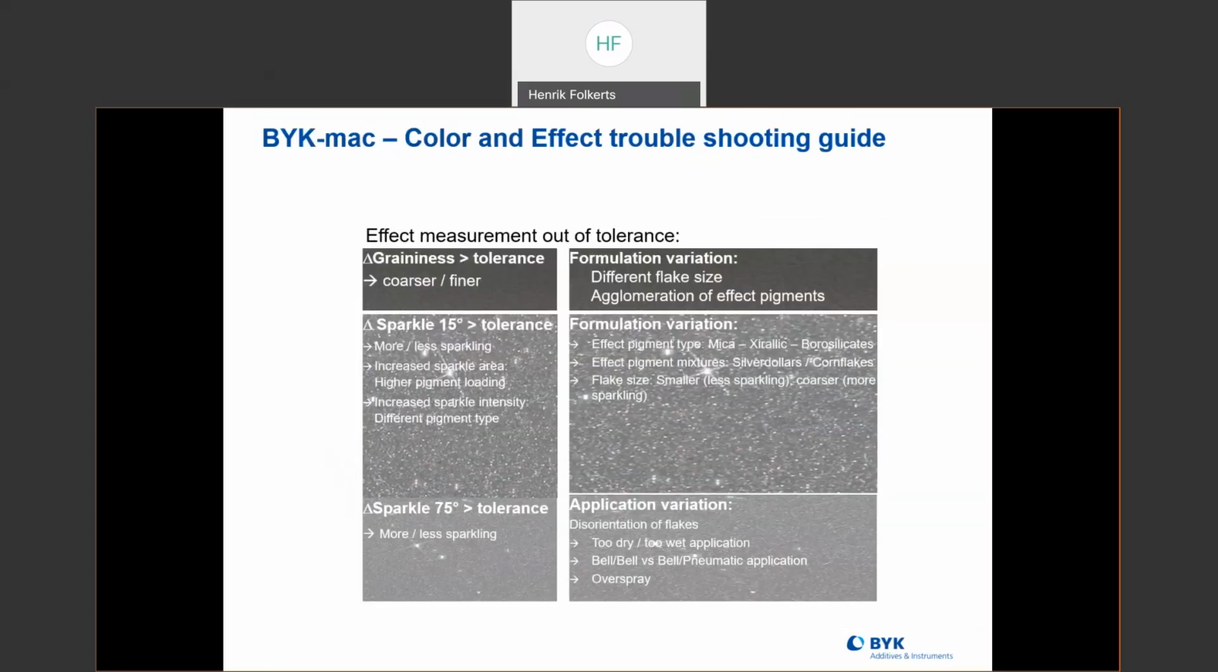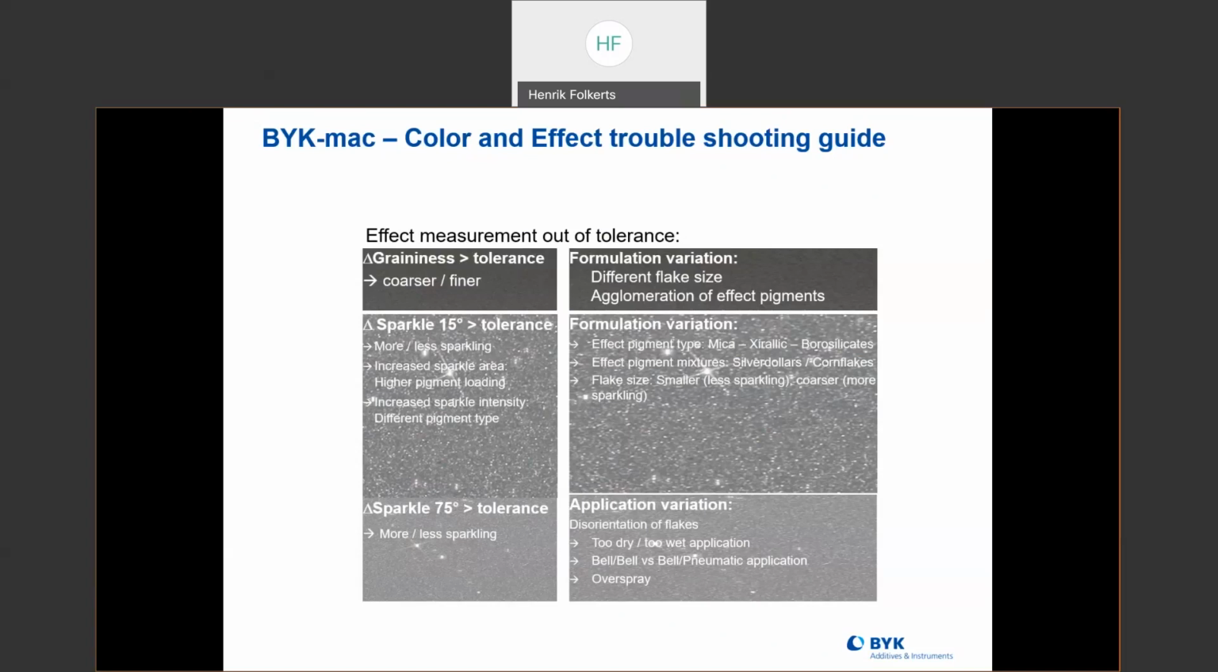All in all, we use this as a guide for color and effect measurements. We have to remember that all your effect measurement is also included or integrated into the color measurement. So when we see something different for color and we look at the effect values, if it's more or less sparkling at the 15-degree, that tends to tell people to look at pigment type. Make sure you have the same type of pigments in the two different samples.